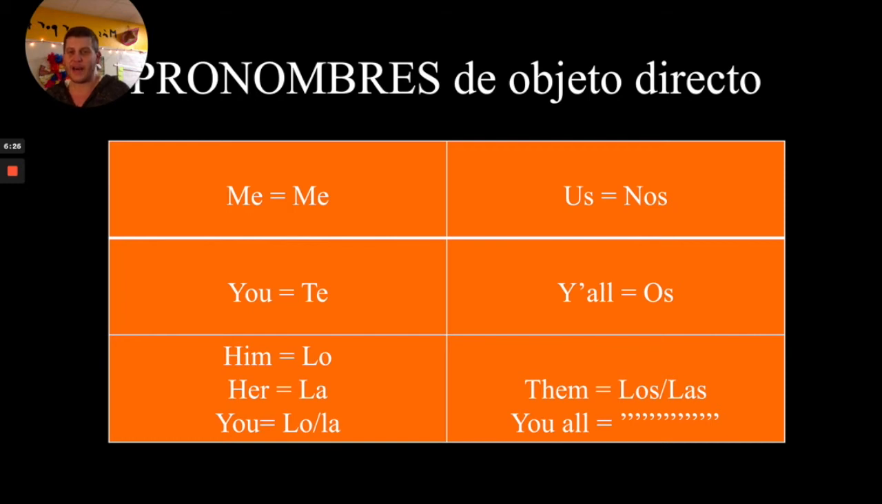And then he helps them, or he helps you all. If they are all boys, or you all are all boys, it's los. If they are all girls, or you all are all girls, it's las. Or if it's a mix, it is los. We default to the masculine there.